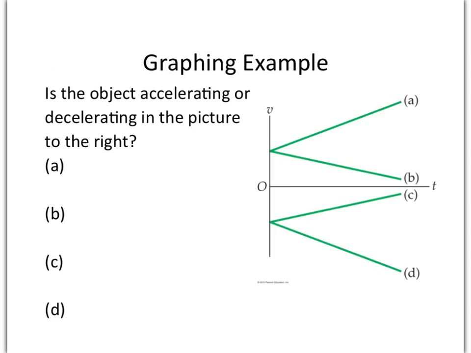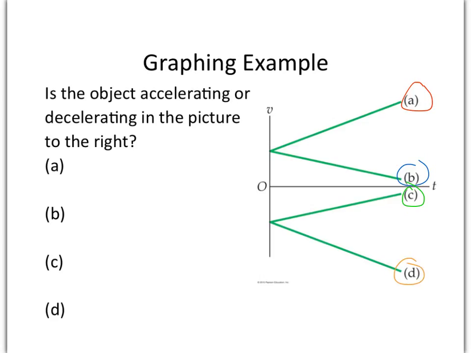So now let's see if we can apply this to some graphs. All right, we've got 4 graphs right here. We've got A, B, C, and D. It would be nice if they were different colors, but that's all right. I'm going to make A red, B blue, C green, and D, I don't know, orange.